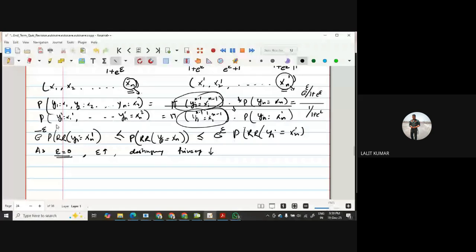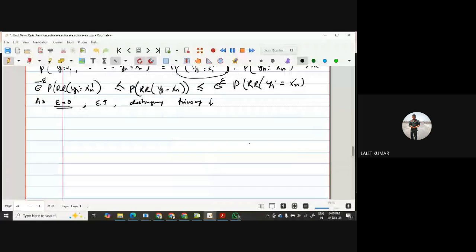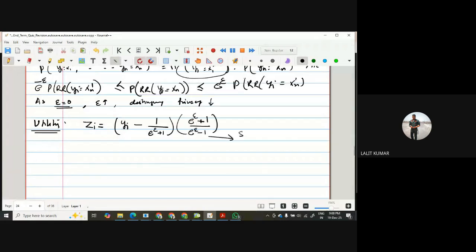For utility, we define another quantity, zi. We define zi as yi minus 1 over e to power epsilon plus 1, times e to power epsilon plus 1 over e to power epsilon minus 1. So this is the scaling you were mentioning, and this is the unbiasing. Is this correct? Yes, sir.